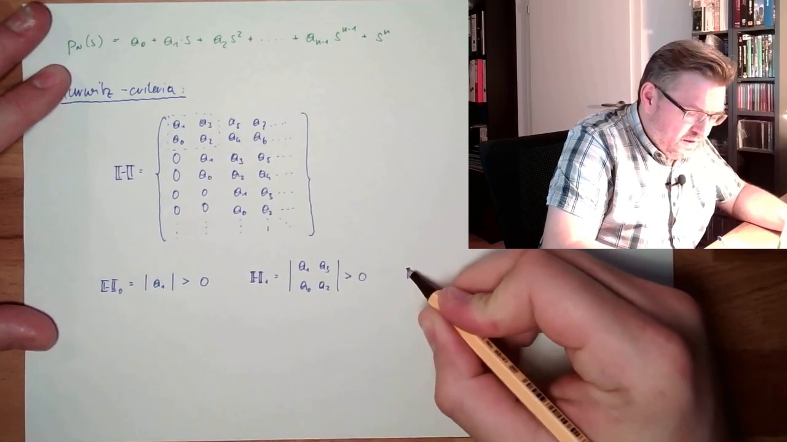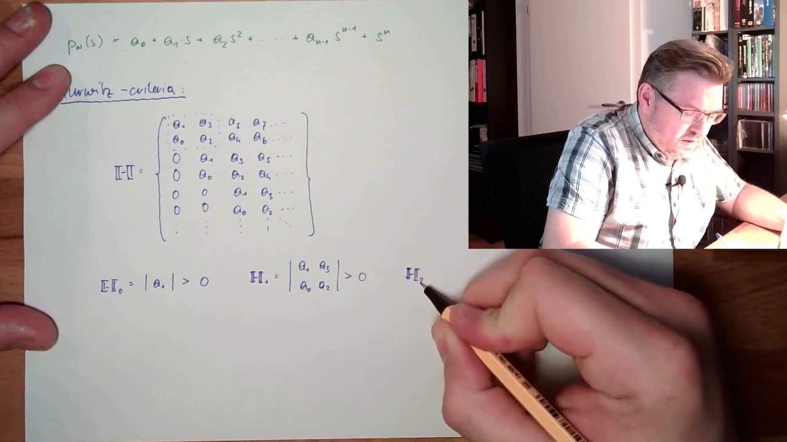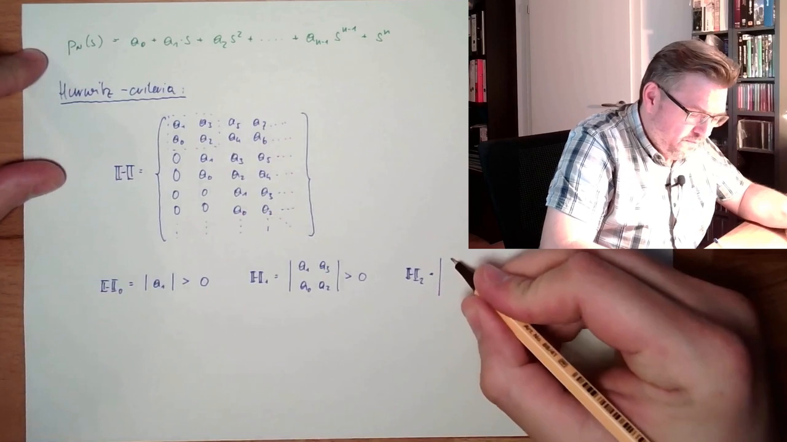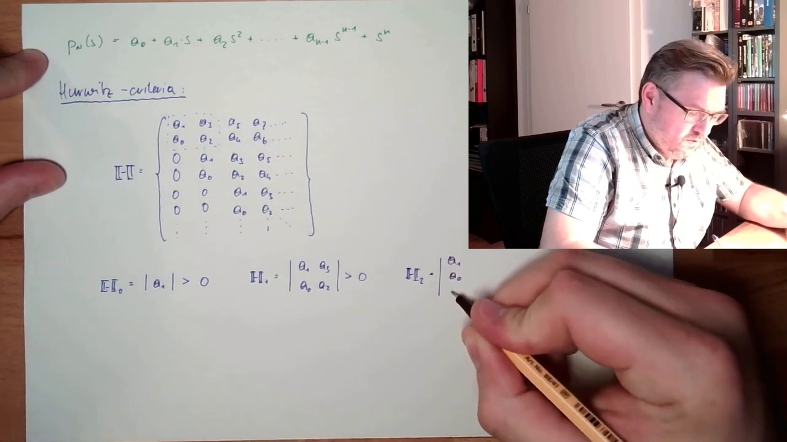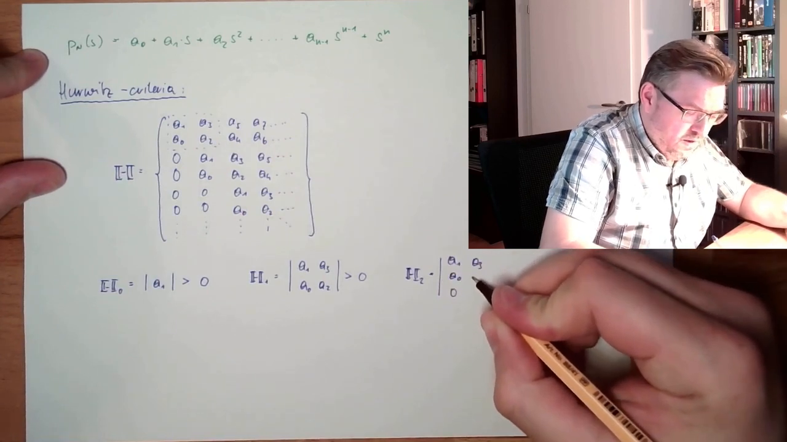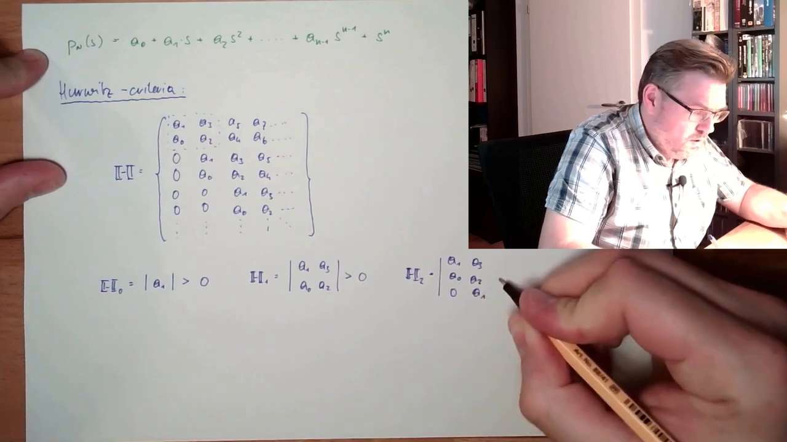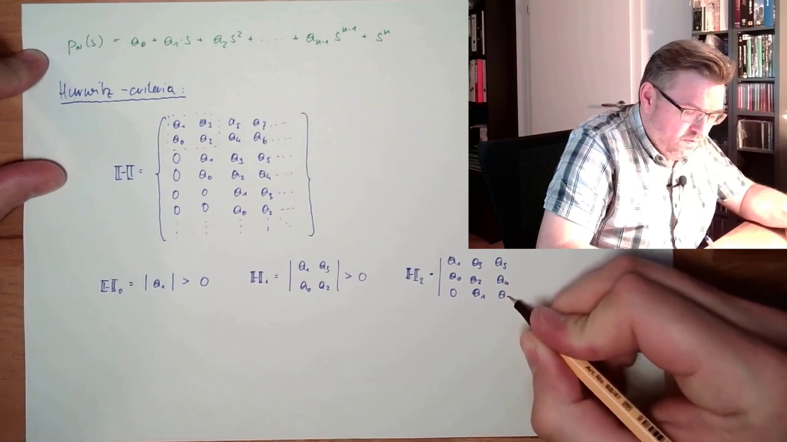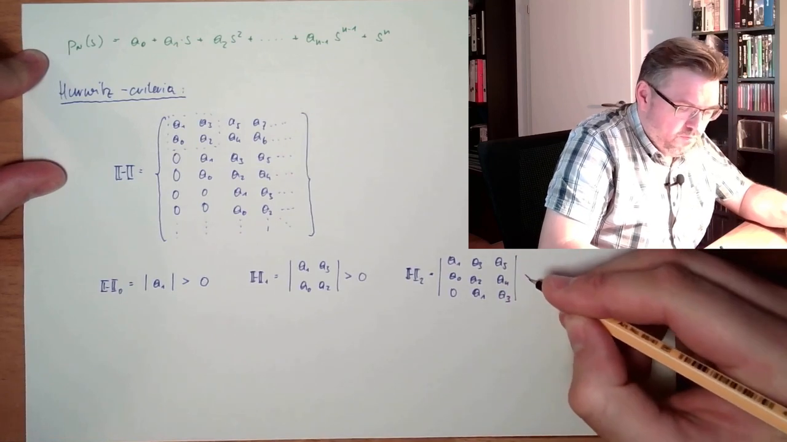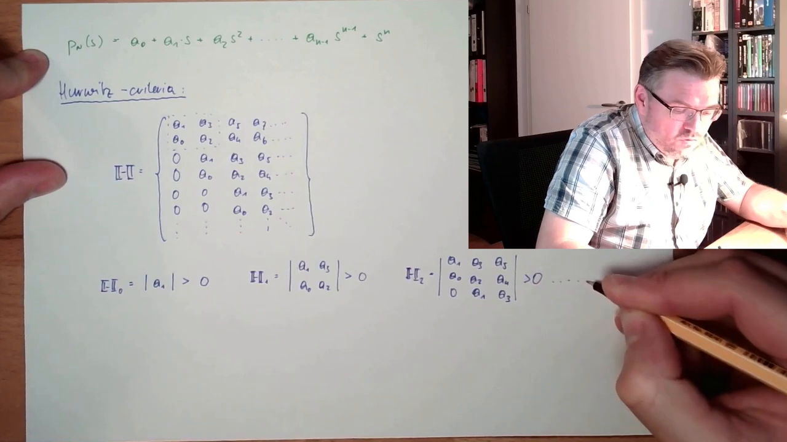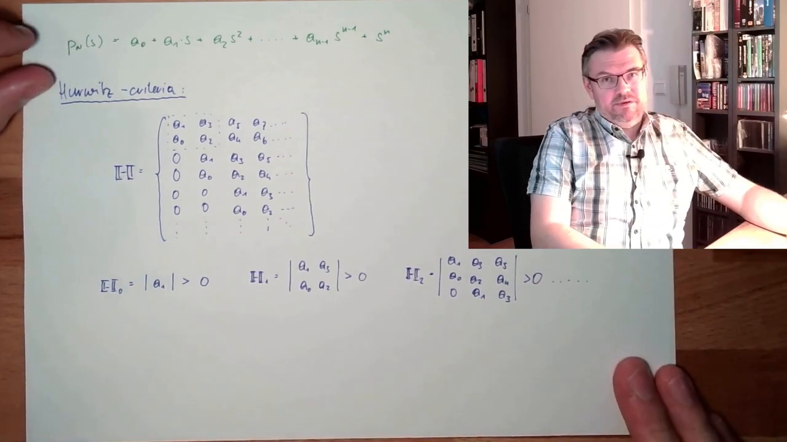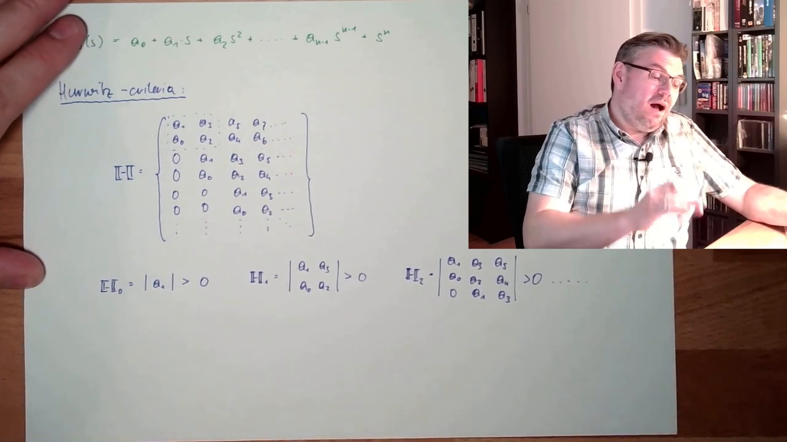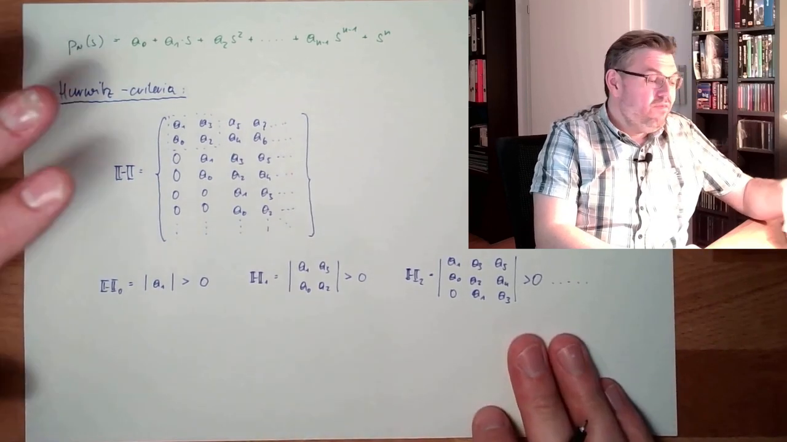There is H2, the next one. A1, A0, 0, A3, A2, A1, A5, A4, A3. Bigger than 0. And so on. This is the Hurwitz criterion. If all of those Hurwitz determinants are bigger than 0, this thing is stable.